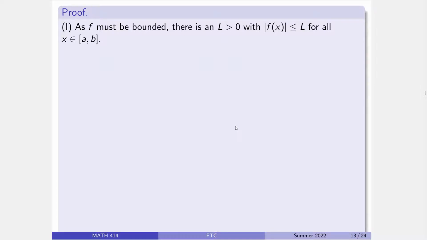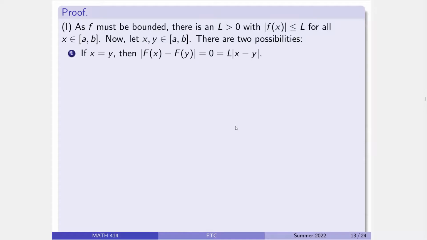The good news is that Lipschitz is pretty easy to establish since f is bounded, there is an L, so that we're always less than or equal to it. Now pick x and y that live in [a, b]. There are two possibilities to consider. If x and y are actually equal to each other, then the absolute value of the difference of these two is equal to 0, so nothing to do there. Now let's suppose that x is strictly less than y.